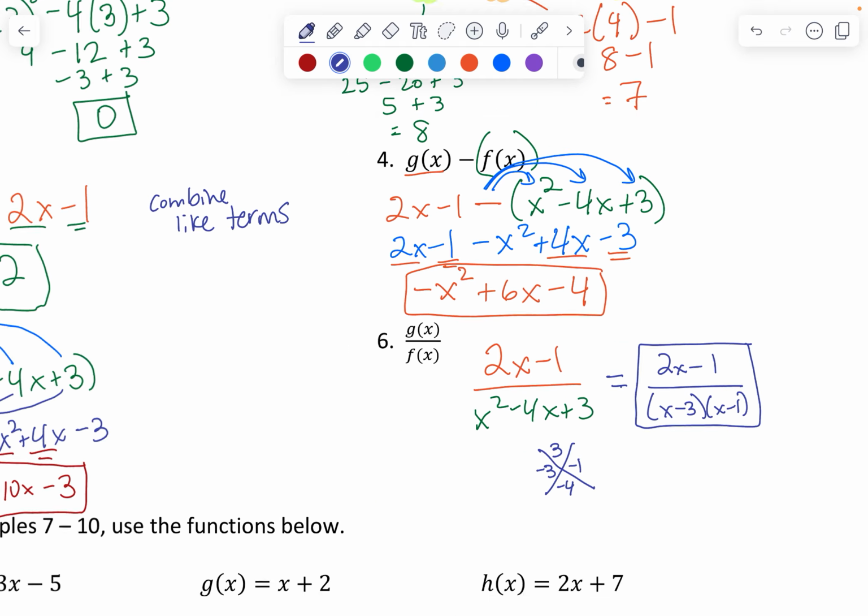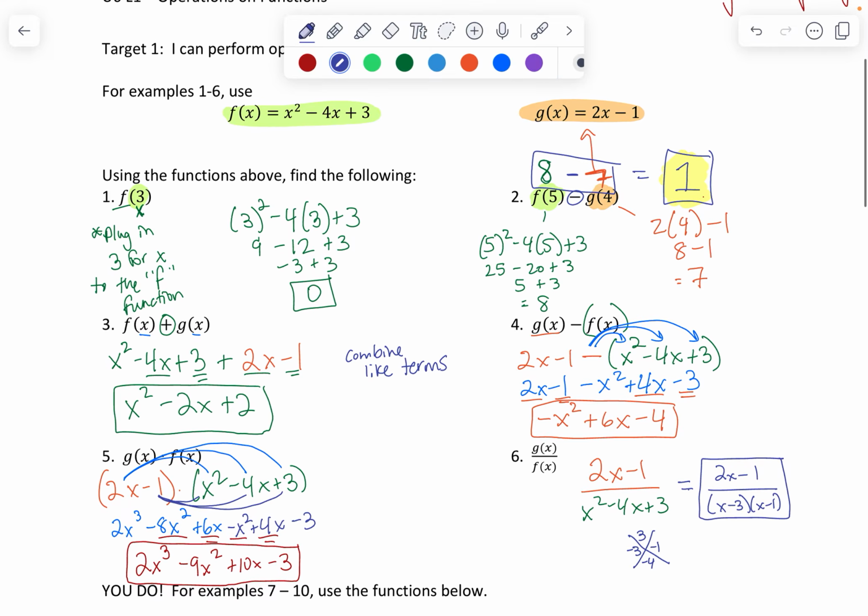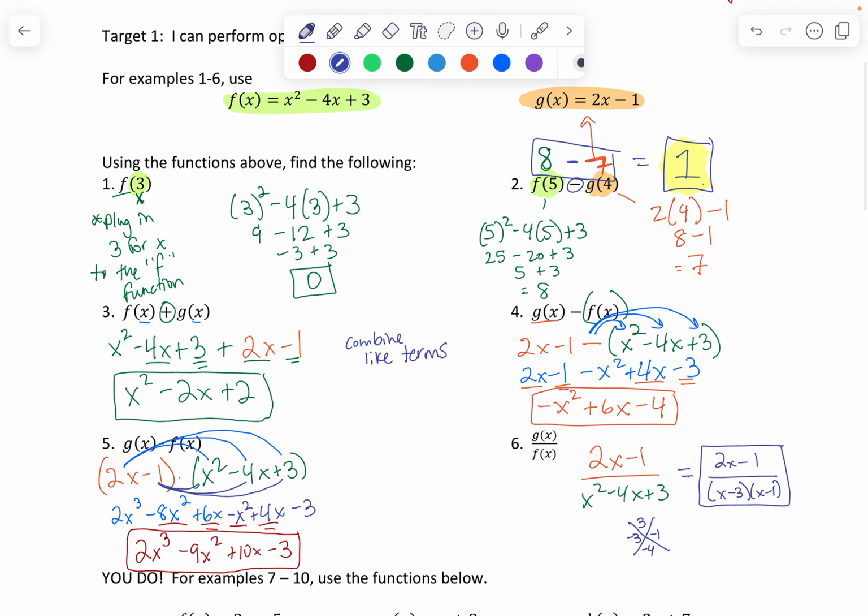That's it. Okay. So that's kind of all of it for today: can you evaluate? So it's like numbers 1 and 2. And can you do the operations? That's like 3 through 6.